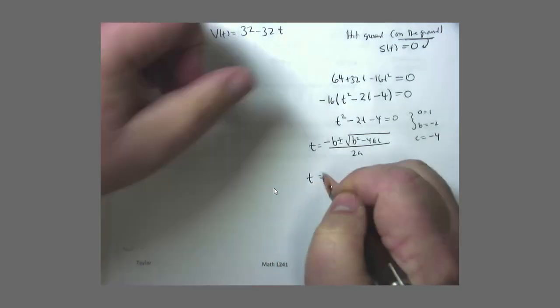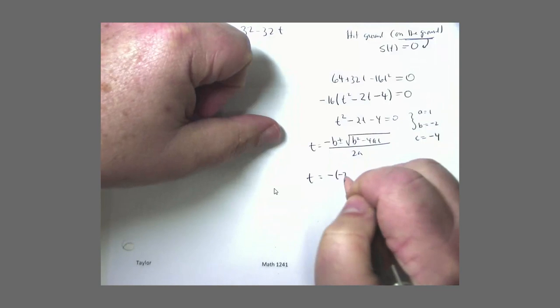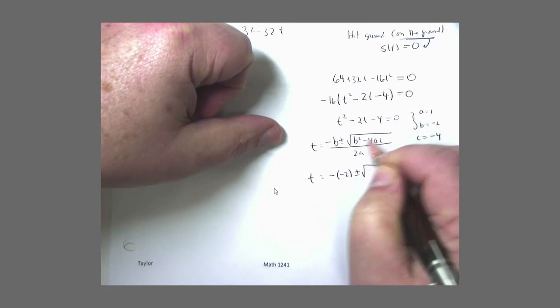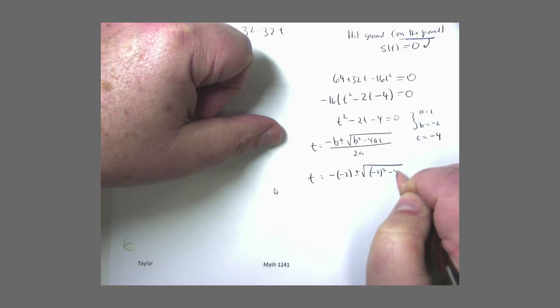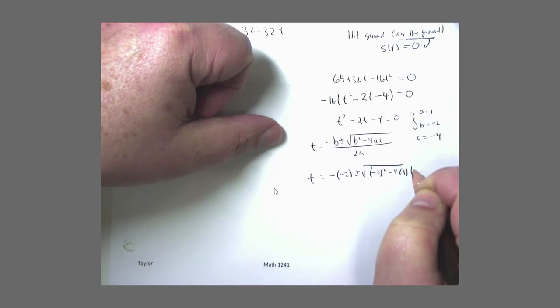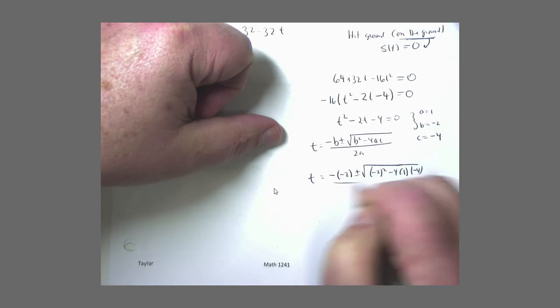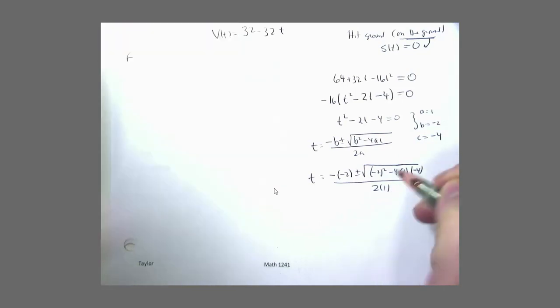So t would be equal to negative b, which is negative negative 2, plus or minus the square root of b squared, negative 2 squared, minus 4 times a, which is 1, times c, which is negative 4, all over 2 times a, which is 1. Okay?